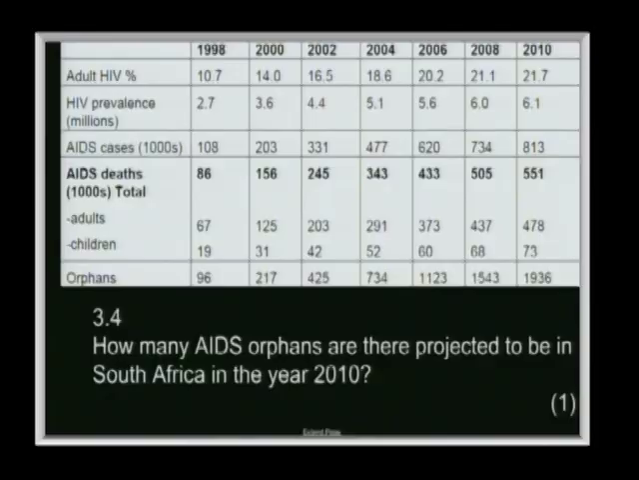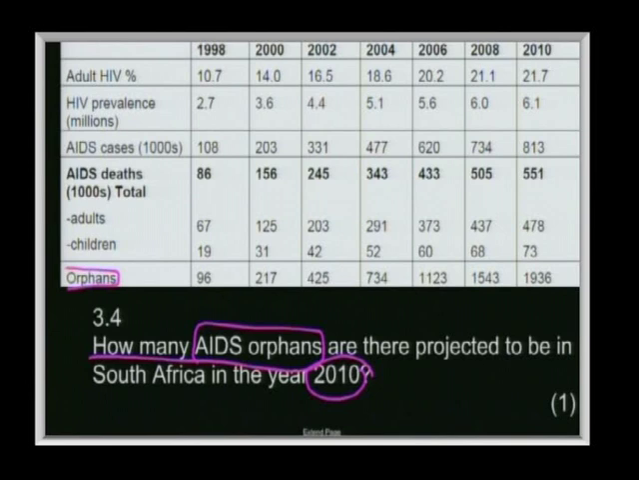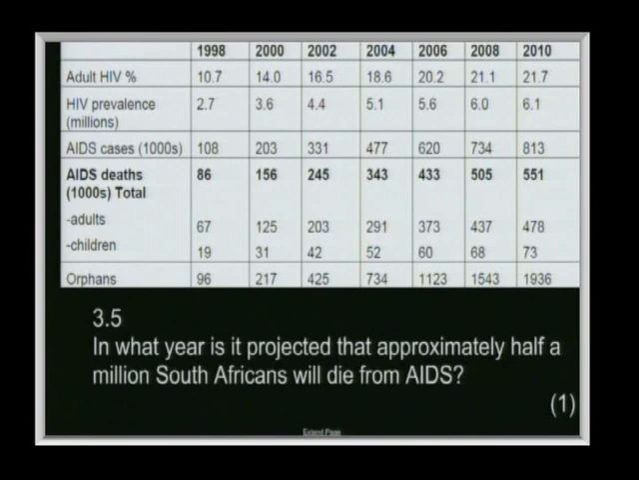The next part of question 3 involves reading data from the table directly. Again, we are given our table here so you can refer to it. And its question reads, how many AIDS orphans are there projected to be in South Africa in the year 2010? So here is our orphans. Remember, there's no unit given, so we presume that these numbers are units. We go all the way to the 2010 column, and the answer is 1,936, and always write AIDS orphans. And 1 mark for that. Moving on. In what year is it projected that approximately 500,000 South Africans will die from AIDS?